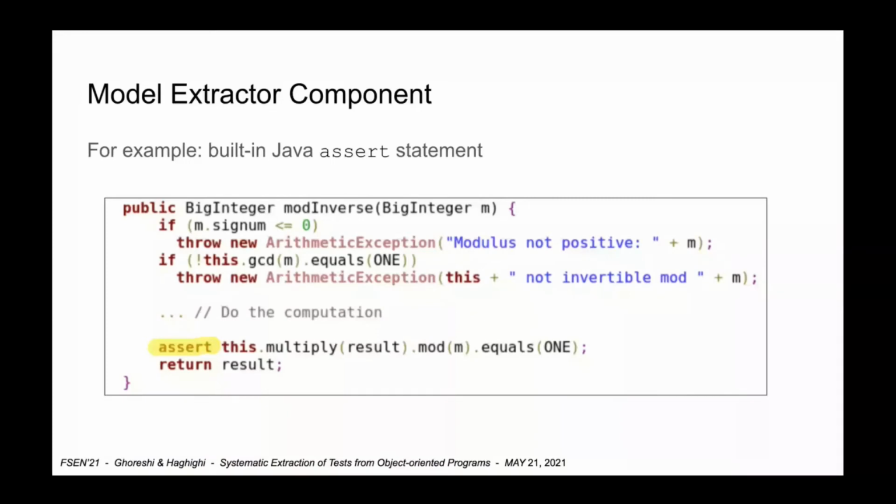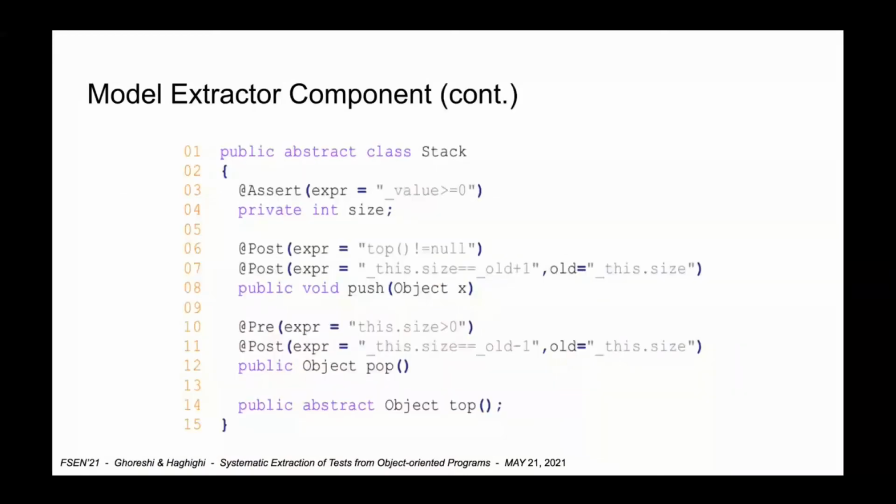This article used the OVAL annotation library, but the model component can be expanded to use other types of libraries. Also, in addition, the assert statement, which is the built-in feature in Java. For example, you see a simple stack class definition using the OVAL framework. As highlighted in line 3, a condition is created on the class variable size using the assert annotation, which indicates that the value of this variable must always be greater than or equal to 0.